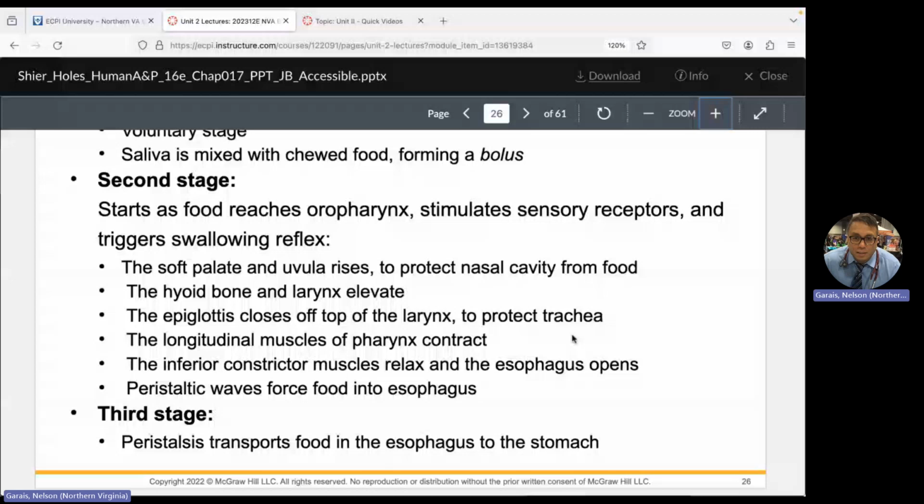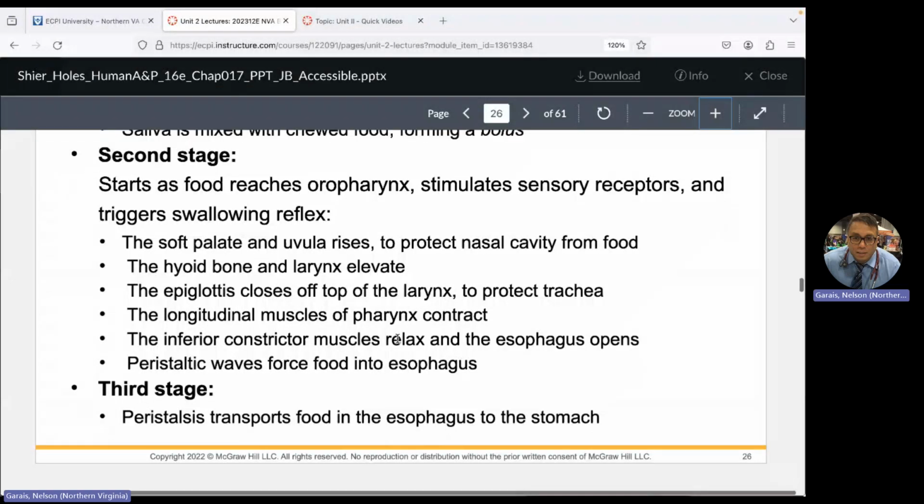Peristalsis is a contraction of muscles in your food tube, your esophagus, moving food to the stomach efficiently. This is just slide 27 of that I just showed you. Your esophagus is your food tube here. It's connected to your stomach.